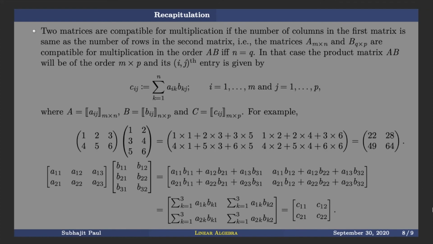From now on, the product of the matrices will be given in this way. This is the definition of multiplication of two matrices.